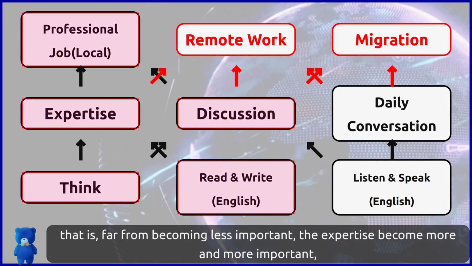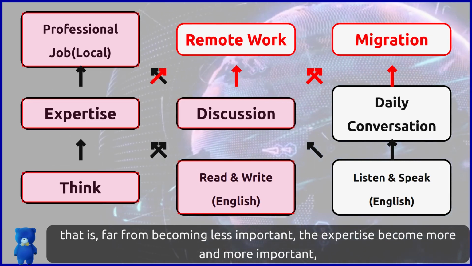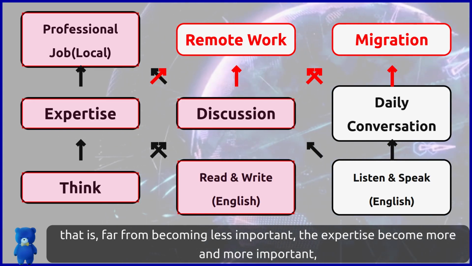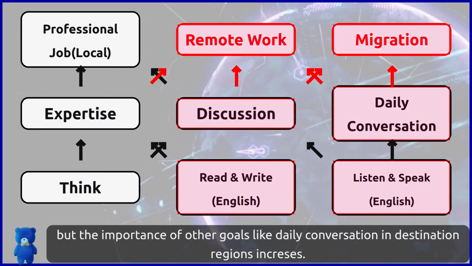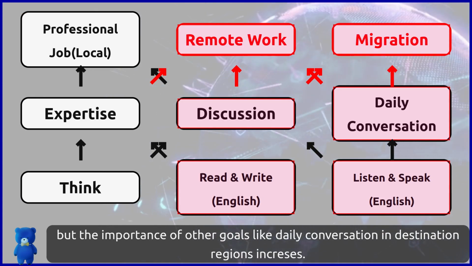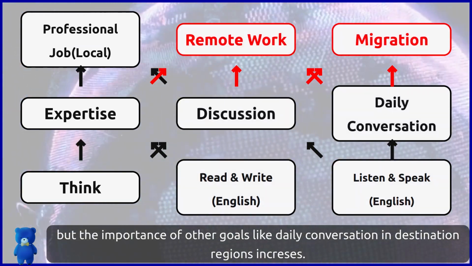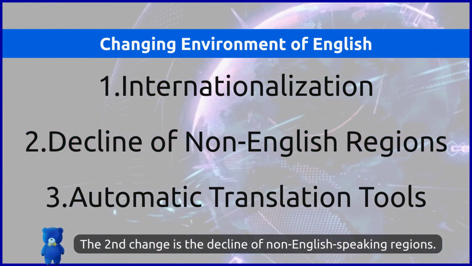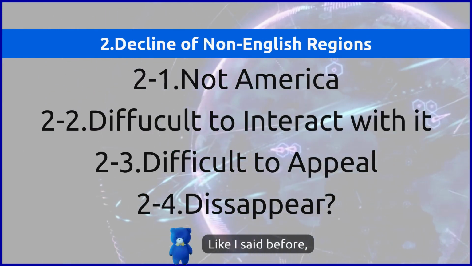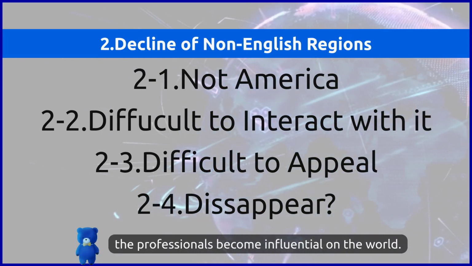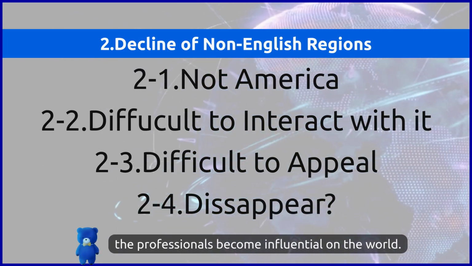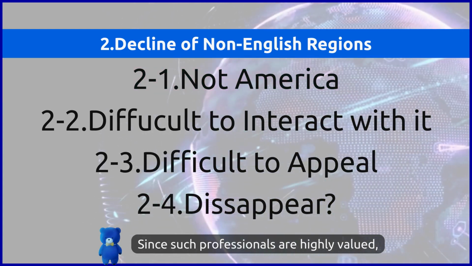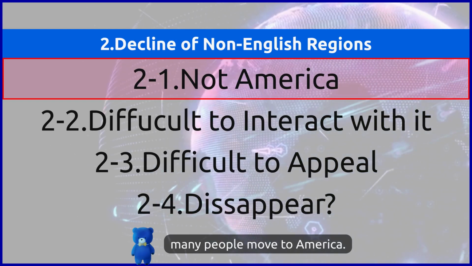That is far from becoming less important. The expertise becomes more and more important. But the importance of other goals like daily conversation in destination regions increases. The second change is the decline of non-English speaking regions. Like I said before, the professionals become influential on the world. Since such professionals are highly valued, many people move to America.